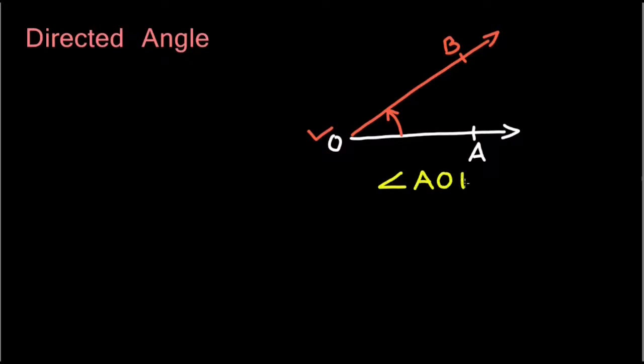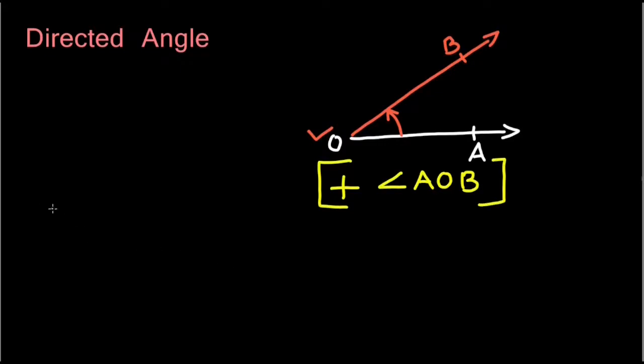Consider ray OA. Suppose we rotate ray OA in anticlockwise direction about point O to take a new position ray OB. Then the amount of rotation of ray OA in anticlockwise direction is known as directed angle AOB. And since this rotation is anticlockwise, this angle is treated as a positive angle.